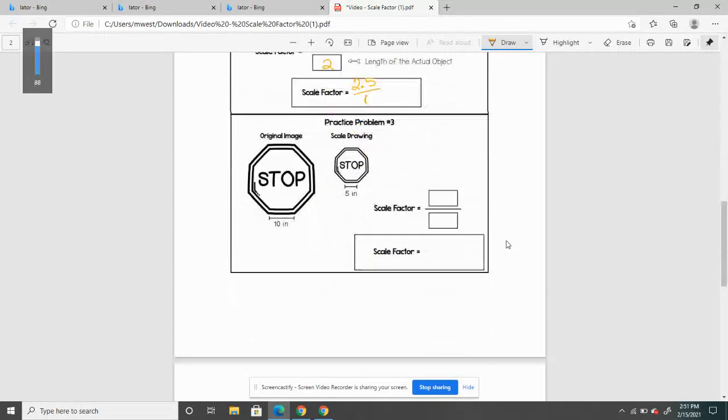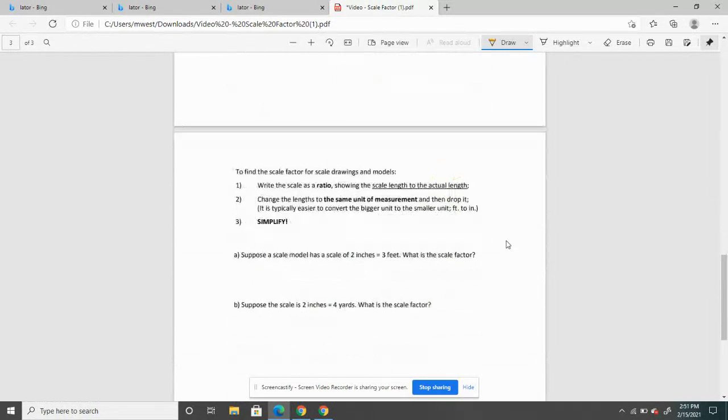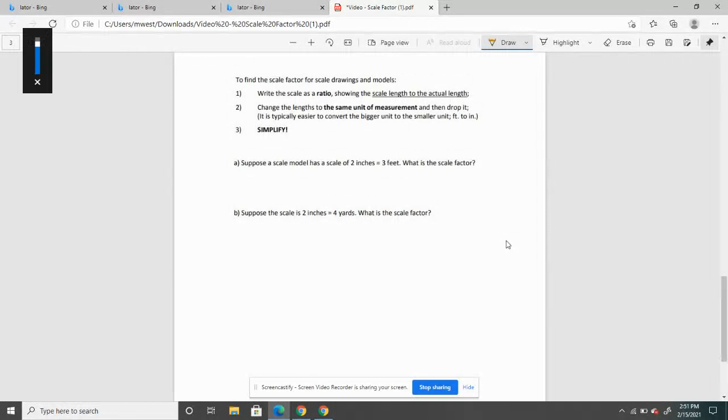All right, practice problem 3. The scale factor, I see it to be 5 inches. And actual is going to be 10 inches. So if we reduce 5/10, we get 1 over 2. So you simplify.